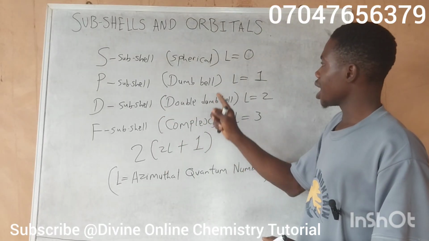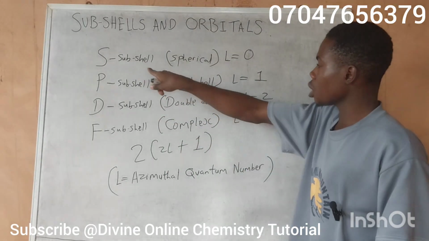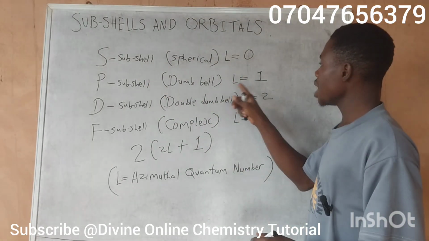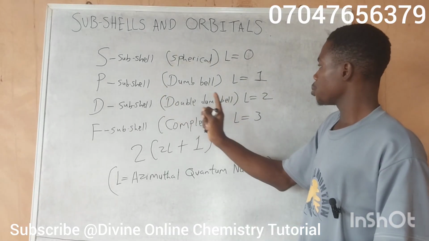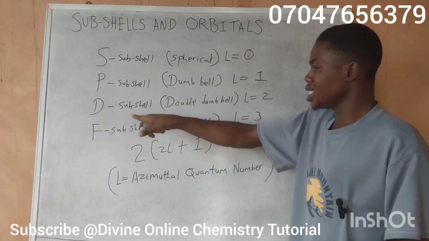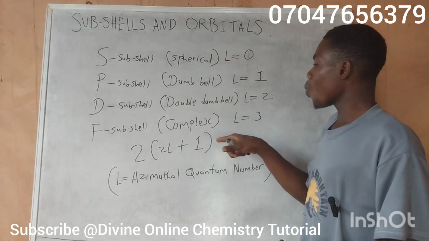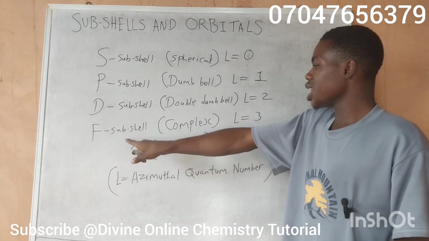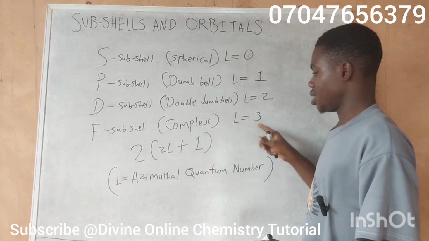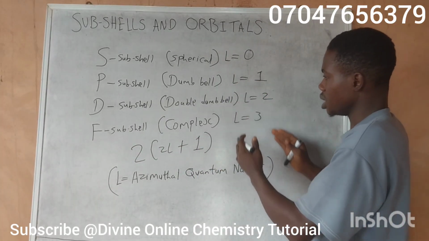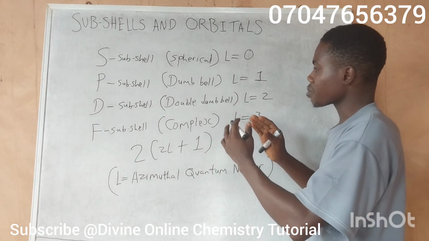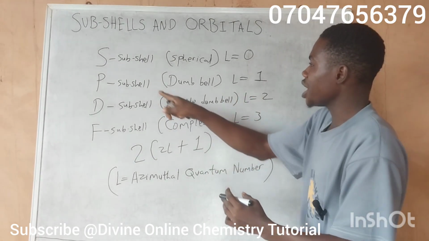The L value for the S subshell is 0. The L value for the P subshell is 1. The L value for the D subshell is 2. While the L value for the F subshell is 3. Now having brought out all this, let's calculate the maximum number of electrons that each of these subshells can carry.